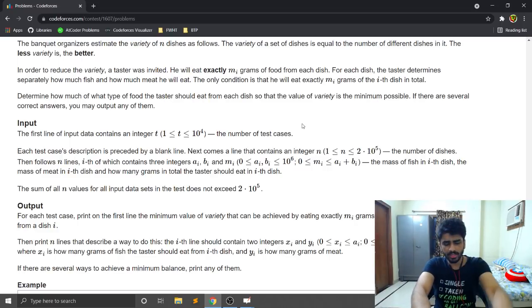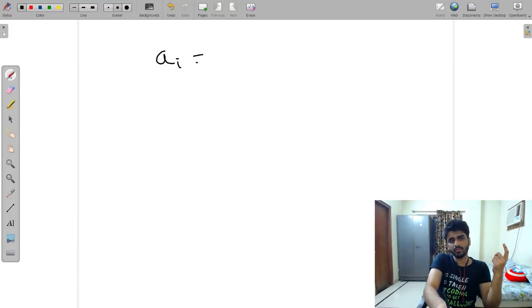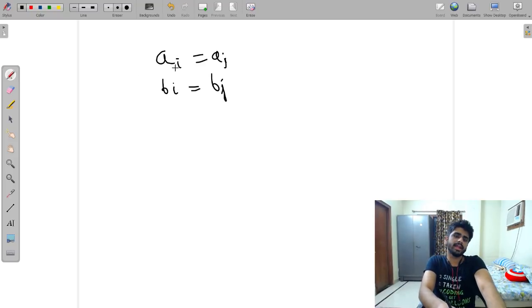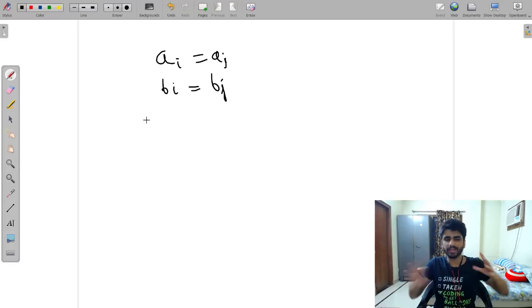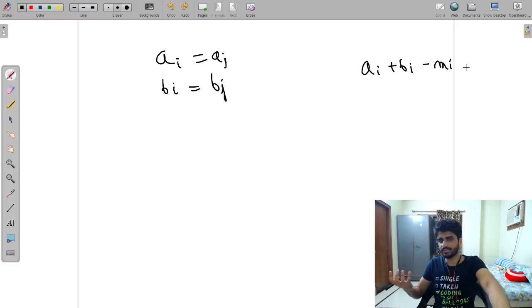So one thing that we have to notice is that 2 dishes can be the same only if ai equals aj and bi equals bj, right? And if this is true, then the total weight of the dish, that means the total sum of fish and meat, has to also be the same. So whatever input is given, ai plus bi minus mi is the total remaining weight of the dish, and this has to be the same. If this is not the same, obviously the amount of meat and fish cannot be the same, right?